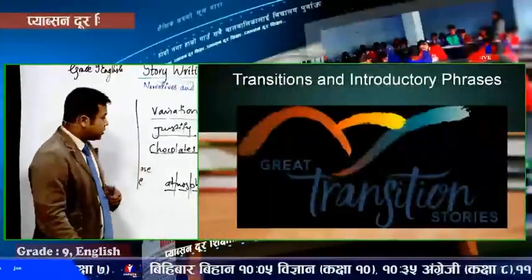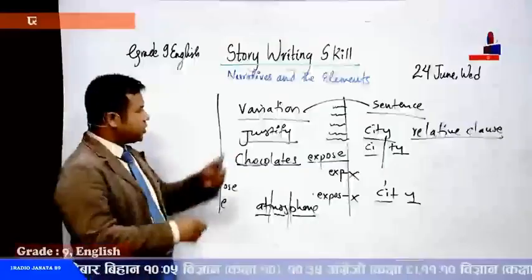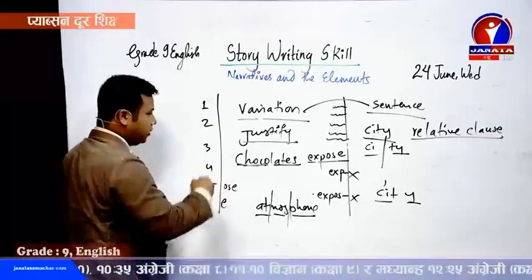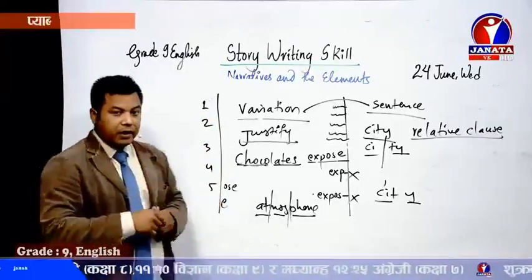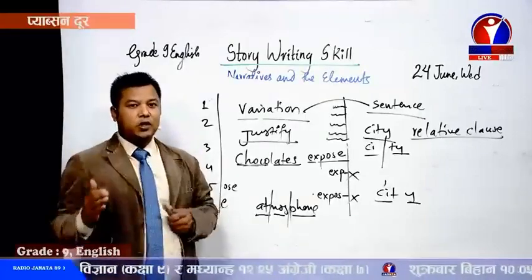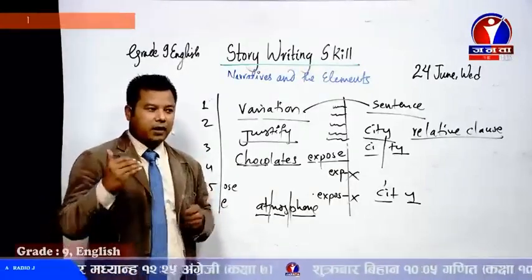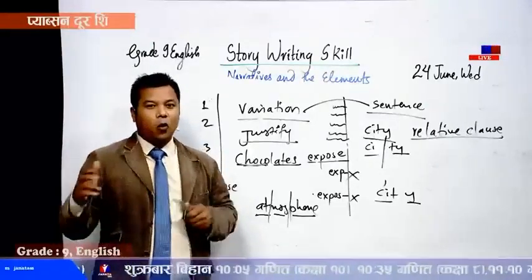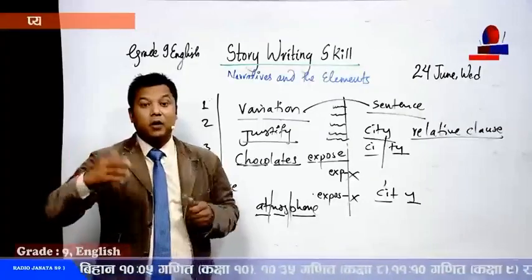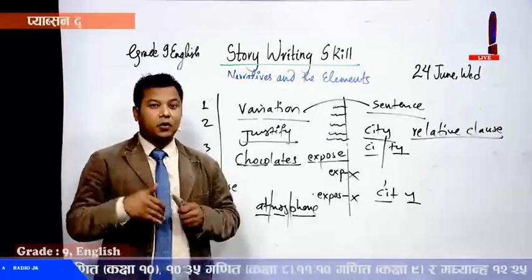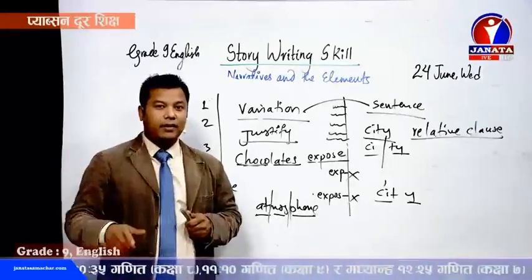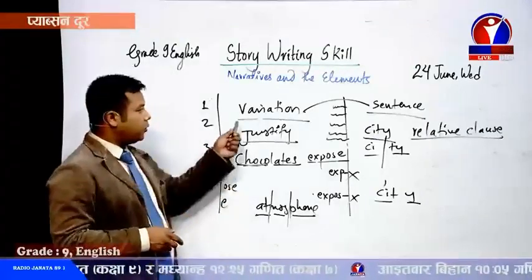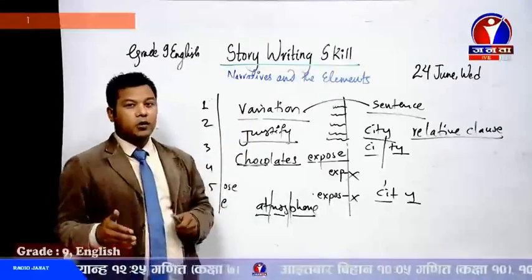Now, transitions. We have talked about variation in the paragraphs, like first paragraph, second paragraph, third paragraph, fourth, fifth. It might continue. Now, in every paragraph, we have transitions to use. Transitions are like the road signals, the traffic lights, or the location maps that keep guiding you where to go, where you are, and how long you're going to take to reach a particular place. So in every paragraph, you have to use transitions and introductory phrases.